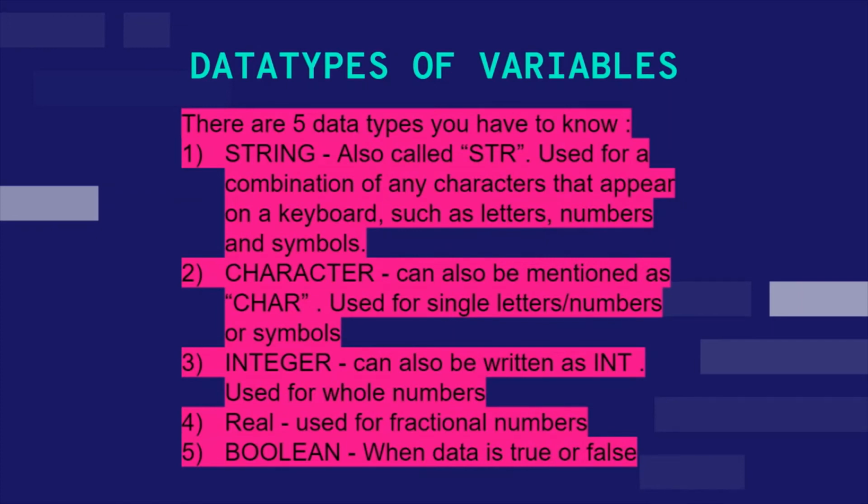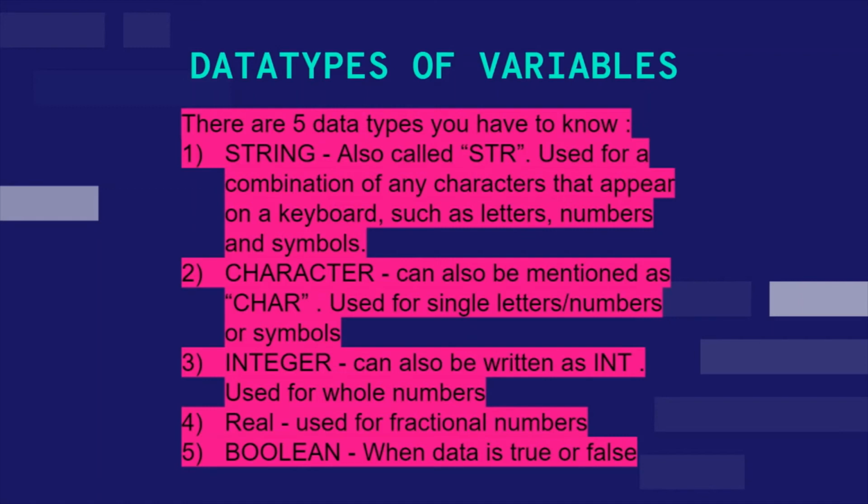There are 5 essential data types that you must know. The first is string, which is also called str. It's used for a combination of any characters that appear on a keyboard, such as letters, numbers, and symbols. For example, X is equal to Bob or X is equal to cat. Data type number 2, characters, which can also be represented as char. It's used for storing single letters, numbers, or symbols. For example, X is equal to A, or X is equal to question mark, or X is equal to 1.